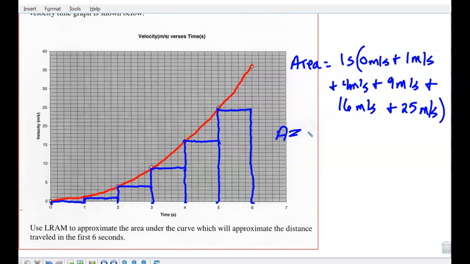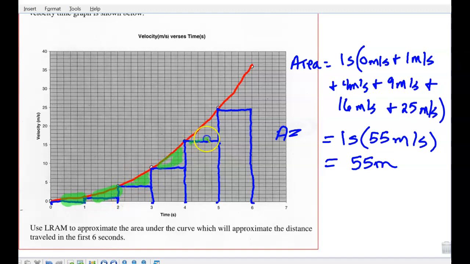So if I add up all of my different speeds, I'm going to have 55 meters per second. So I have 1 second, which is my width, times 55 meters per second. So this would end up being an approximate distance of 55 meters. Now we can see from the graph that this would be an underestimate because I am missing some spaces here where I didn't calculate the area. So a left rectangle approximation method for this particular graph gives us an under approximation of our distance traveled.